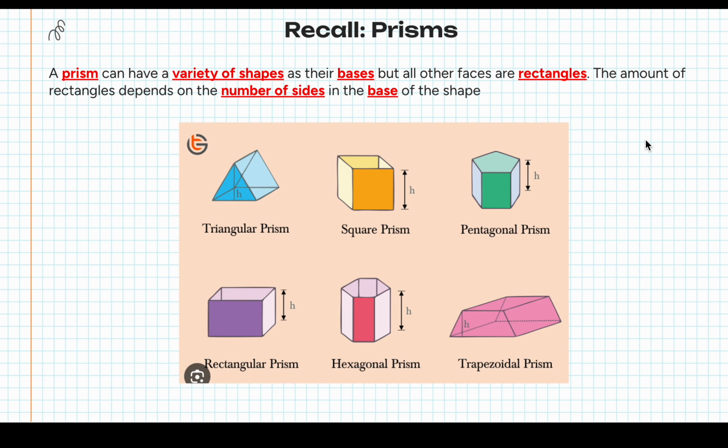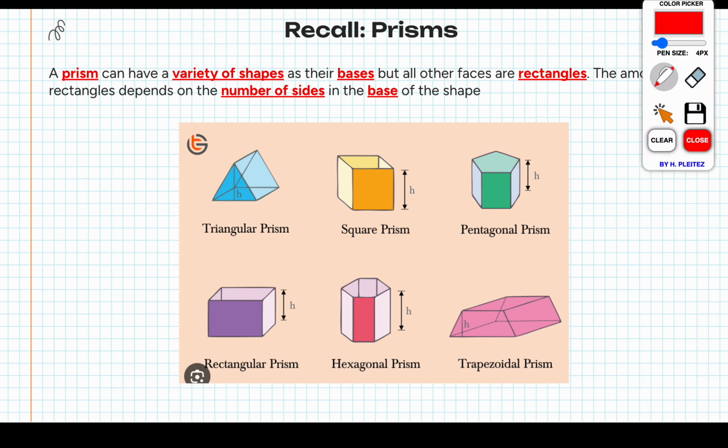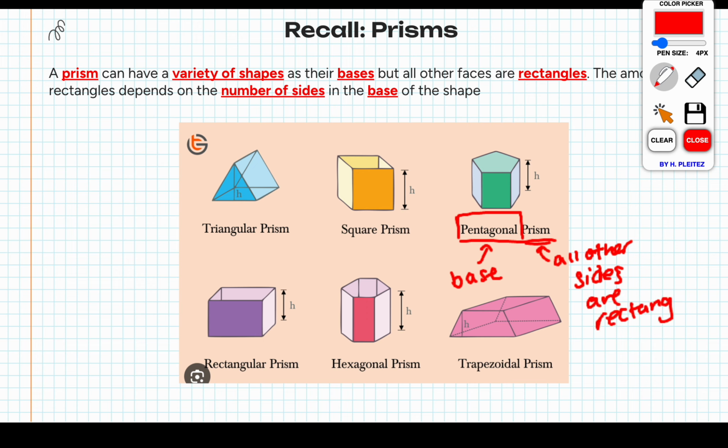Now, recall that a prism is a shape that can have a variety of different shapes as their bases, but all other faces are rectangles, and the amount of rectangles depends on the number of sides in the base of the shape. So, for example, if we have a pentagonal prism, we know that our first word tells us that the base is a pentagon, and then since it's a prism, all other sides are rectangles. And since the base is a pentagon, I know there are 5 other rectangles in there, right? So the same thing holds. Just be careful with triangular prism. Even though it looks like a triangle is sitting on that rectangular face, the first word of the shape always tells us what the base actually is.